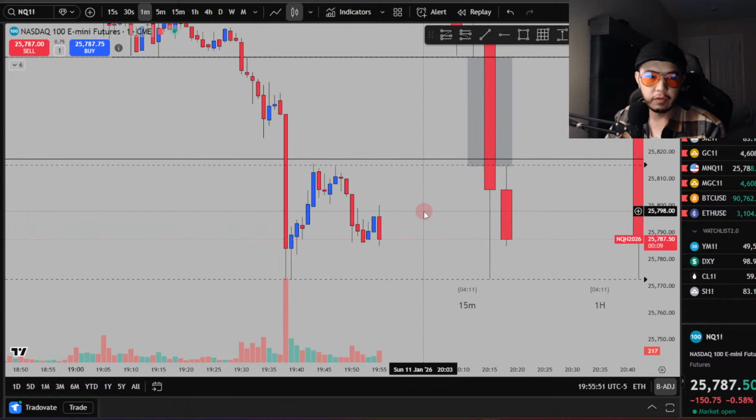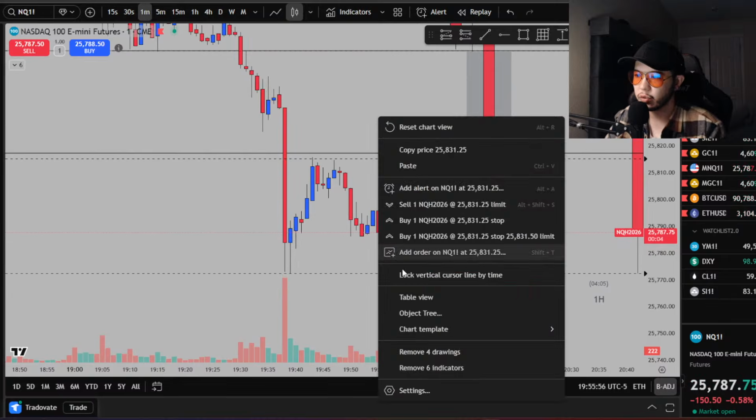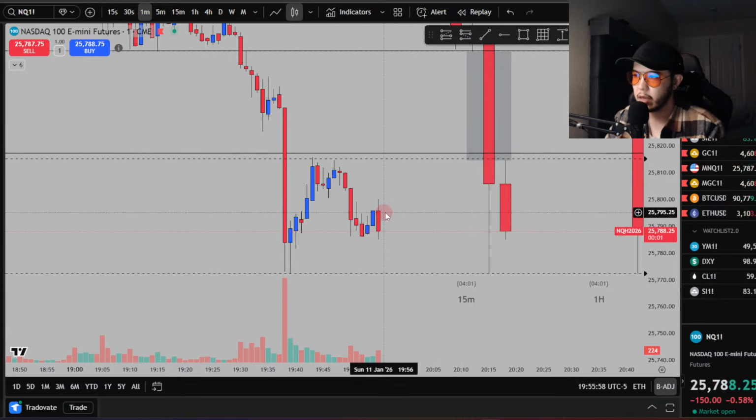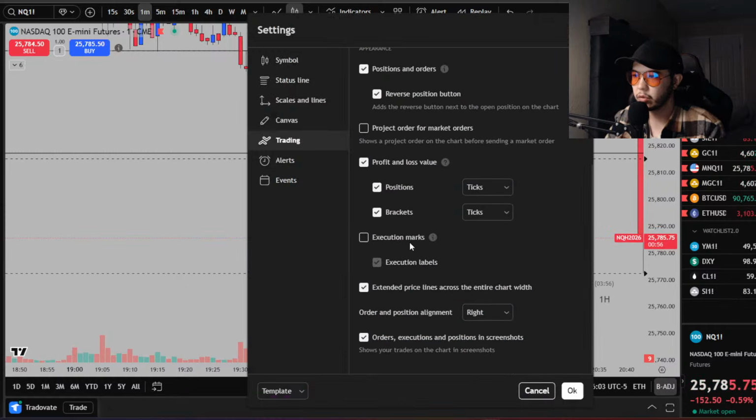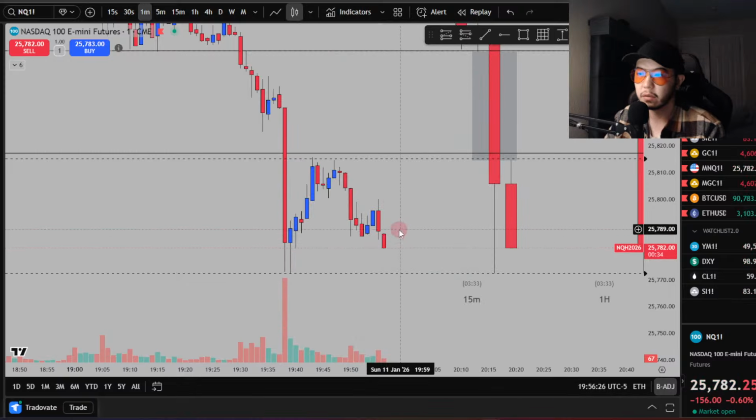Another thing, if you guys have difficulty holding through your trades, just go to your settings, and if it loads up, go to your trading and then go to your profit and loss value and change both of them to ticks instead of dollar value. That way you don't see a dollar amount going up and down on your screen. You just see a tick value. So you trade based on market structure instead of your profit and loss. And turn off execution marks unless you need them.